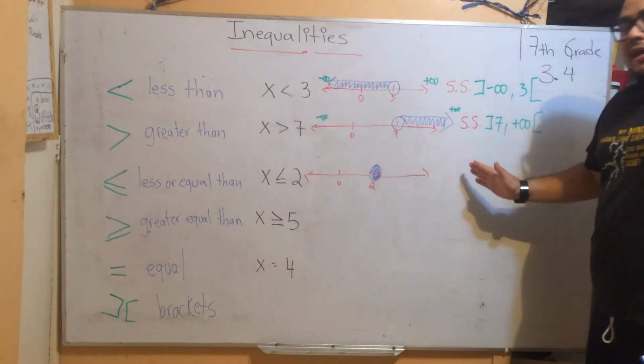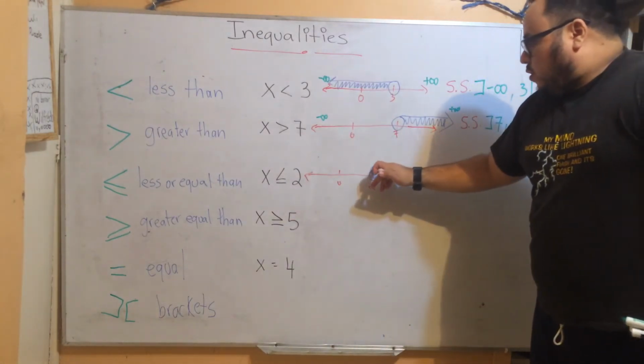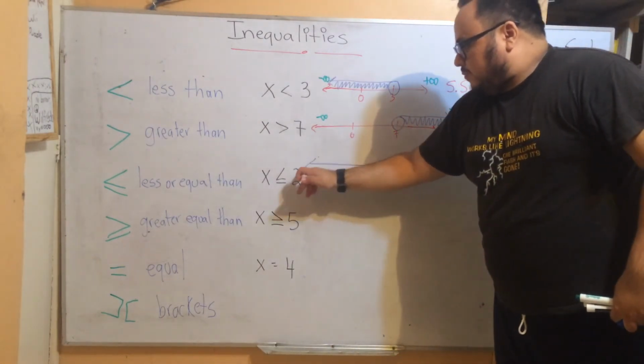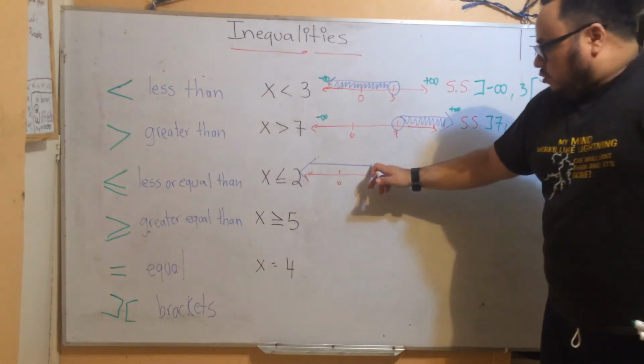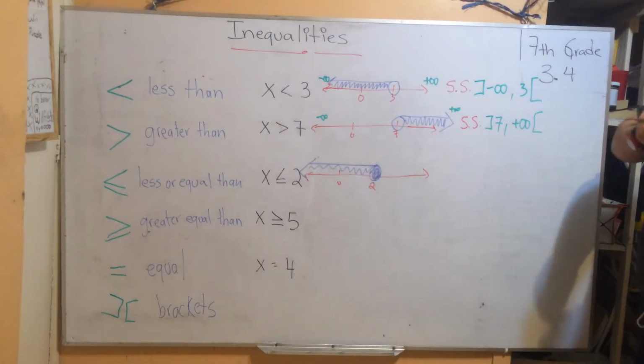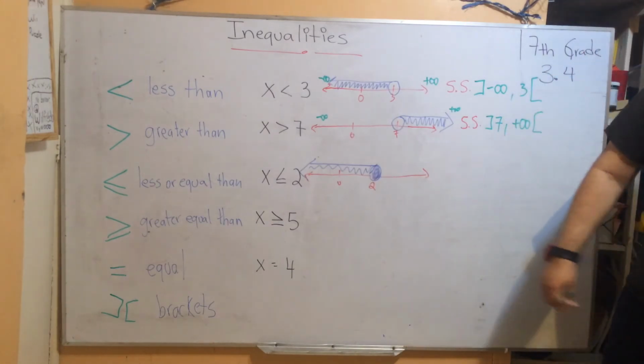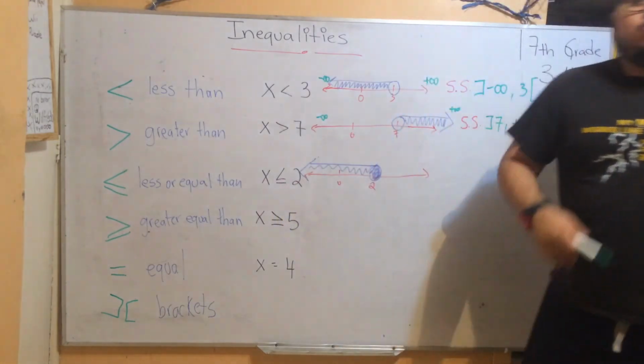So where do we find the values that are less or equal than 2? Do we find them to the right? No, we find them to the left. So when we graph this inequality, it comes to this side. And we're looking for all of these values that are less or equal than 2. Let's try it. Is 2 included? Yes.